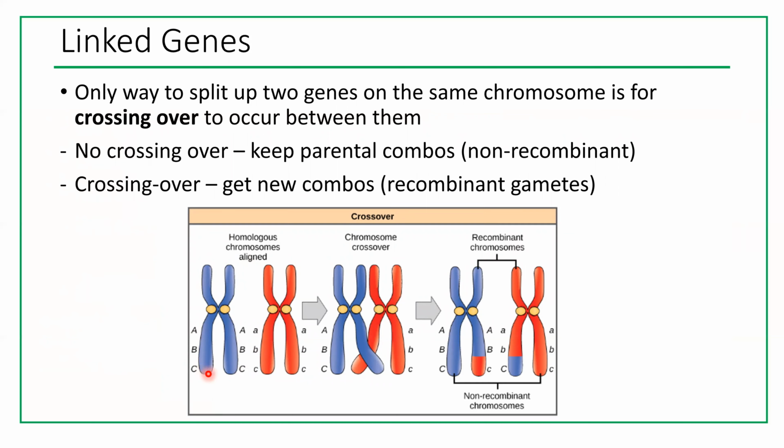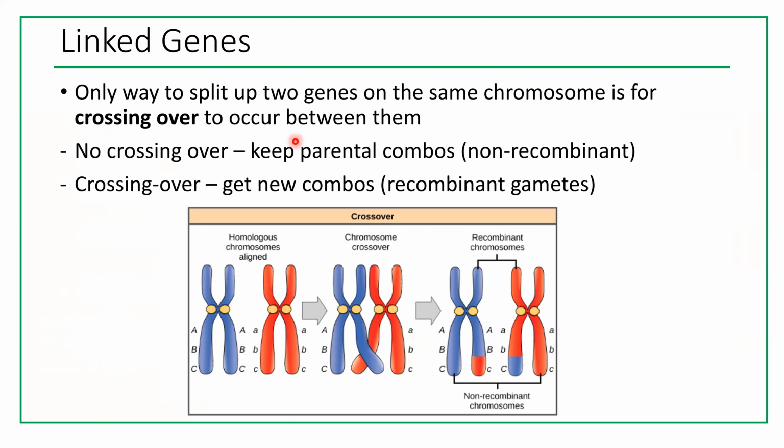inherit the whole chromosome. But this is crossing over, when homologous chromosomes can swap their fragments, and then we have a recombinant chromosome, so we can actually separate those linked genes. So the baby that inherits this chromosome will get two dominant and one recessive gene, right, or allele. So no crossing over, keep parental combinations, and crossing over, get new combinations, recombinant gametes.